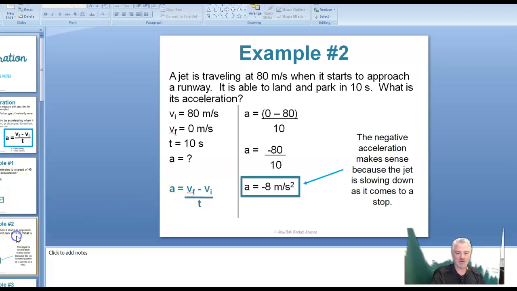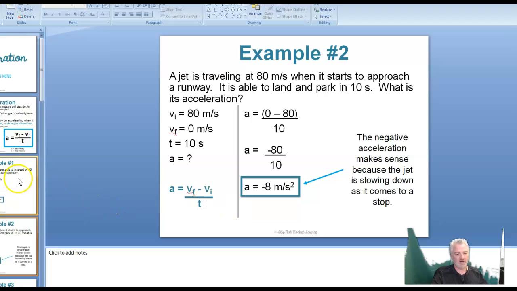And let's look at example number 2. A jet is traveling at 80 meters per second when it starts to approach a runway. It is able to land and park in 10 seconds. What is its acceleration? So your final velocity in this case is going to be 0 because it's coming to a stop and parking. Its initial velocity was 80, so you're going to have 0 minus 80. Your time is 10 seconds. And with simple math, negative 80 divided by 10 is negative 8 meters per second squared. That should make sense because it's negative acceleration, since it is slowing down and coming to a stop.